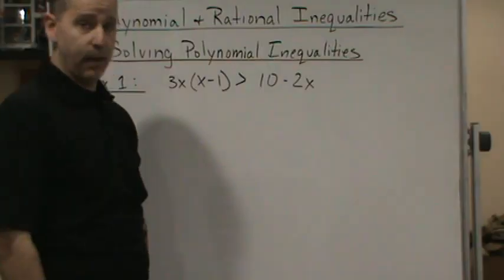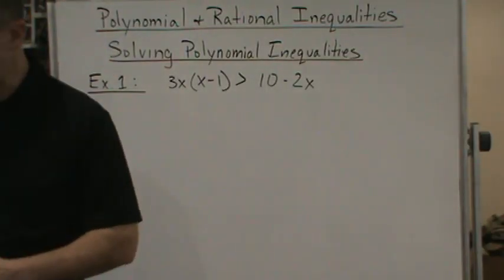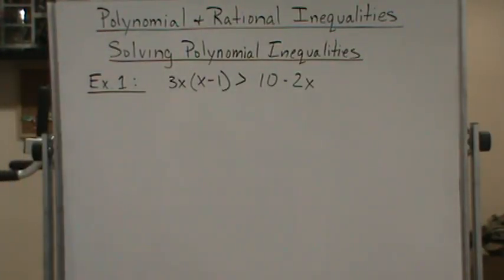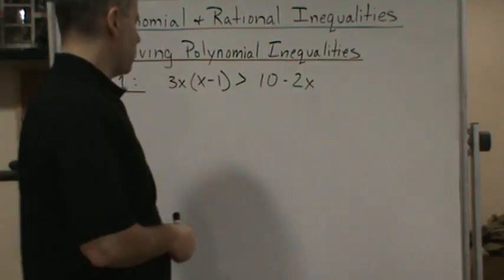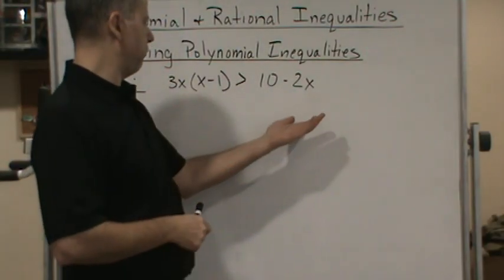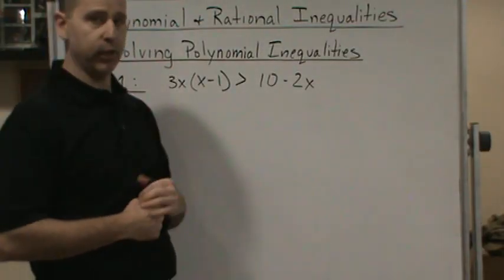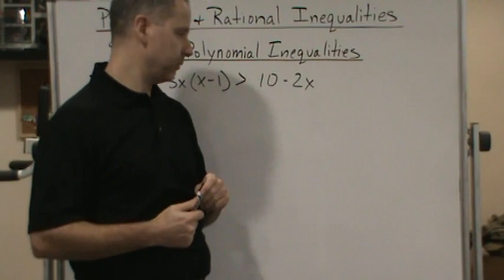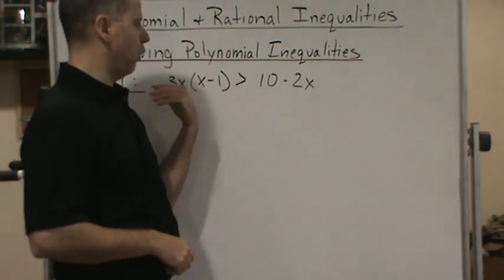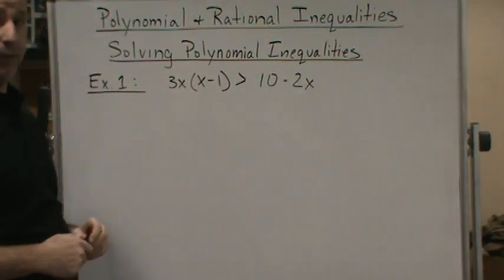So let's do this example. We're going to solve this polynomial inequality, and we're going to go through the steps. The first thing we're going to do is move everything over to one side of the inequality, just like we did with equations. So I'm just going to move everything over to the left.